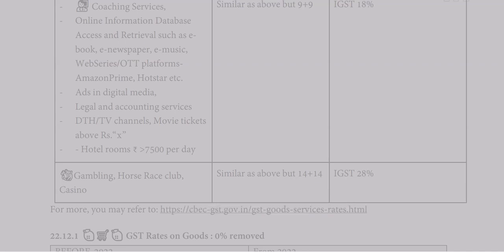GST rates on goods, from the CBEC website. 0% was removed before 2022. From 2022, there is 0% GST on cereals, wheat, rice etc., flour, atta, pulses, dal, curd, lassi, puffed rice, poha. 5% GST applies if they are pre-packed and labeled, and the packet size is smaller than 25 kilograms or 25 liters.